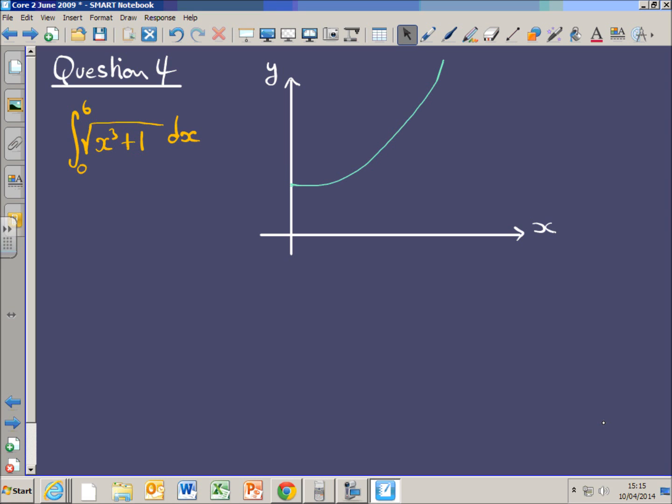So the Trapezium rule is used for approximating the integration. What does the integration of this tell you? If you could integrate this, it's the area under the curve between 0 and 6. I'm going to pop that on here. So we want the area between 0 and 6. Now that thing there, x cubed plus 1, all square rooted, is too difficult for you guys to integrate.